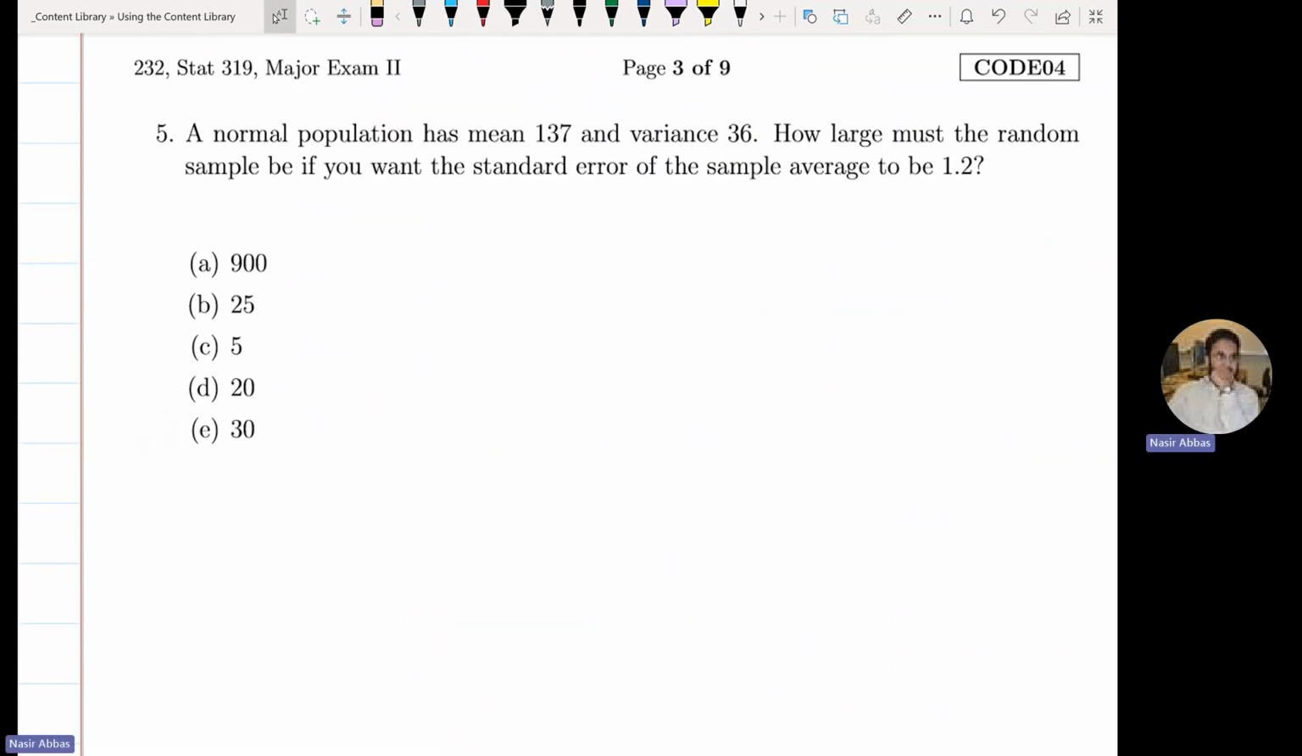Question number 5. A normal population has mean 137. Again, important information that X is normal, number 1. Its mean is 137, number 2. Its variance, not standard deviation. Variance is 36. How large must the random sample be? The question is about estimation of sample size. How large the sample must be.